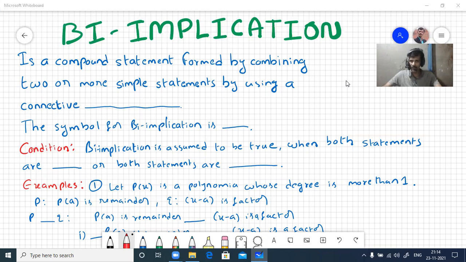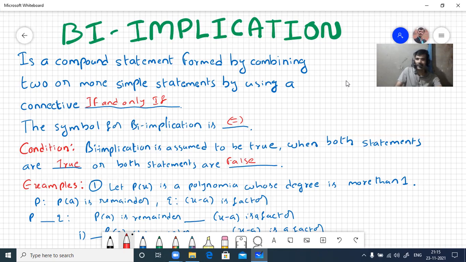Today we'll discuss biimplication. It is a compound statement formed by combining two or more simple statements by using the connective "if and only if". Let me write this: if and only if. The symbol for biimplication is this, read as "bi-implies". The biimplication is assumed to be true when both statements are true or both statements are false.